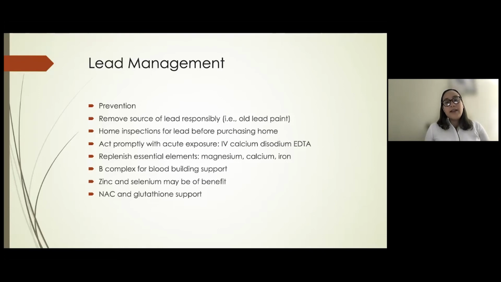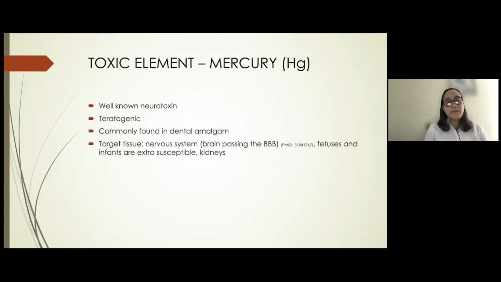it's very serious. And IV EDTA remains the gold standard for acute cases, especially for children. And you want to replenish at the same time other essential elements like magnesium, calcium, and iron that are usually lowered with lead. B complex for blood building support. Zinc and selenium are also of benefit, as well as NAC and glutathione.